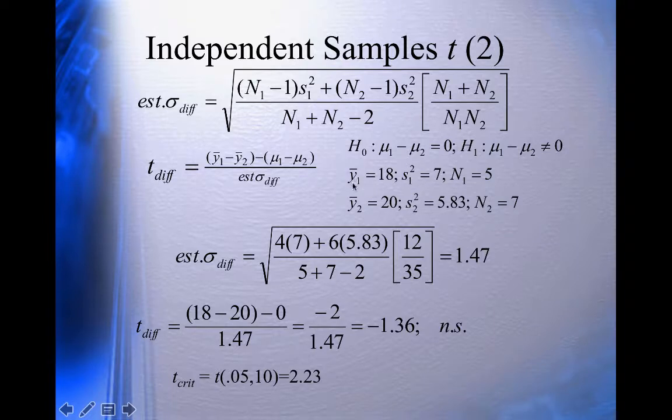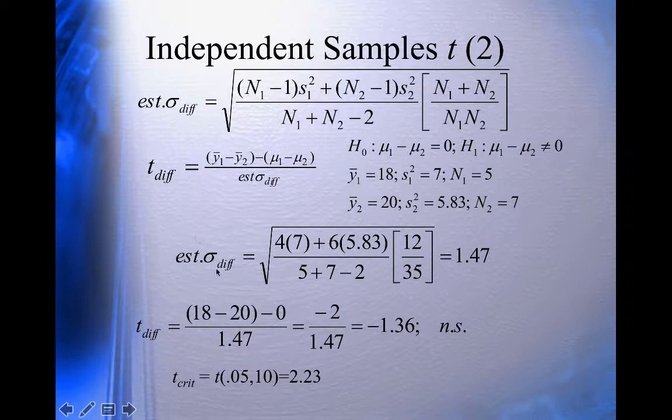We got some sample data now. First group mean is 18. The variance in that group is 7, and there's 5 people in that group. I would advise you not to do a test where you've got this few people. I would say go get some more people before you do your test, but we're doing this for the sake of illustration. Second group, we have a mean of 20, we have a variance of 5.83, and we have 7 people.